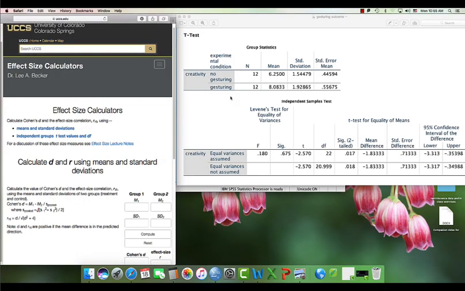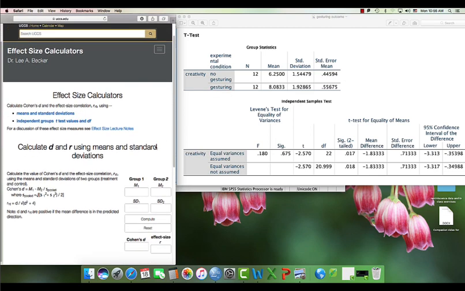The other option is to calculate Cohen's d, which is a standardized difference score. You can calculate this by hand, but I'm going to show you here how to use an effect size calculator developed by Dr. Lee Becker at University of Colorado at Colorado Springs. So thank you, Dr. Becker, for creating this online calculator. Take your output and enter the information into the calculator.